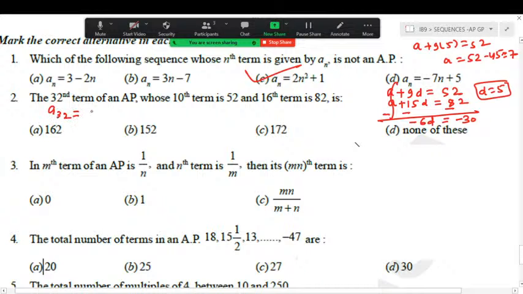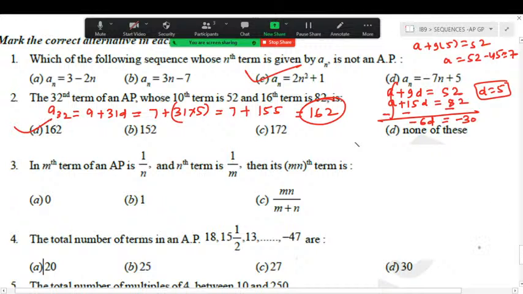Now, to find the 32nd term, I can substitute a plus 31d. I think you have calculated it by putting the values here. Yes, 7 plus 31 times 5. So 7 plus 155 is equal to 162. Is there any option? Yes, it is there.